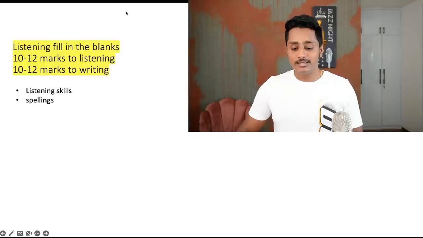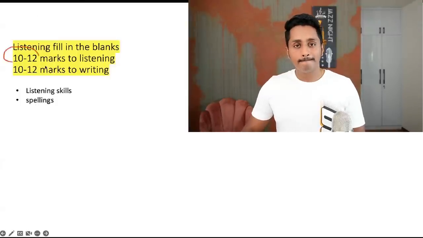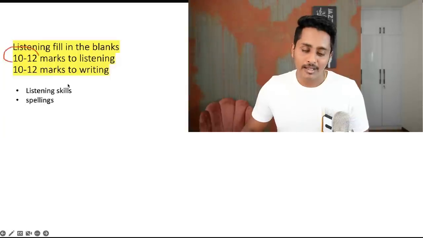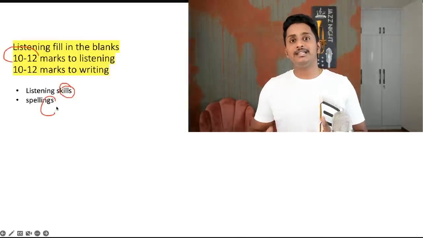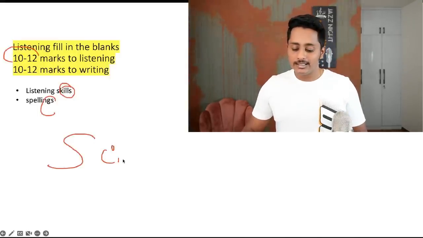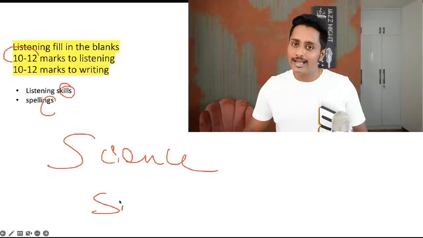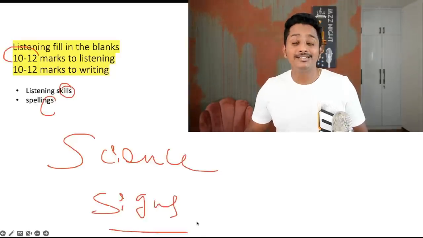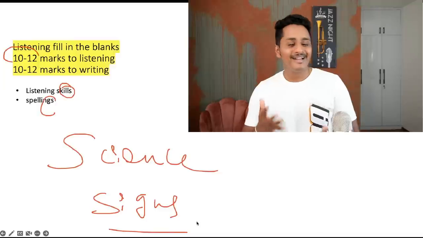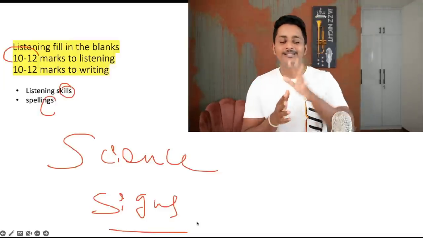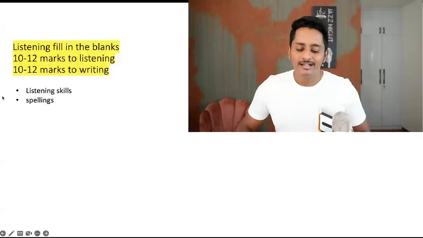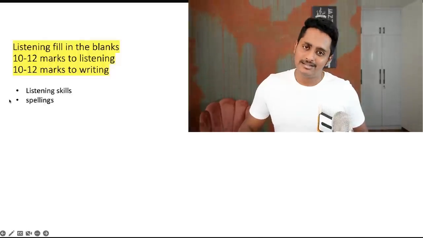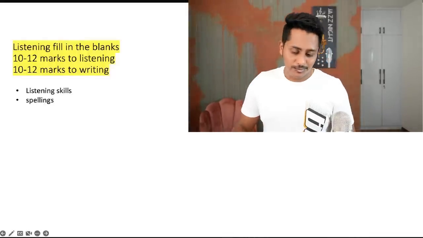Having said that, we have listening, fill in the blanks, most important. 10 to 12 marks to listening and 10 to 12 marks to writing. Listening skills and spelling. What's the listening skill? If I say the word science, see here, S-C-I-E-N-C-E, S-I-G-N-S. Both are science. Which one is correct? Getting it, right? So you need to understand the context. Second is writing the correct spelling. There are some techniques here, grammar things, which I will help you understand how to do this.